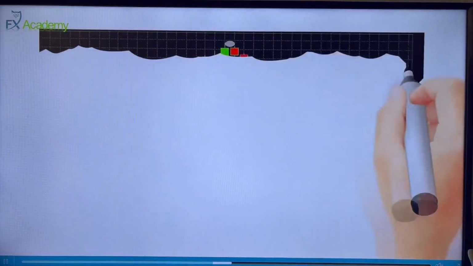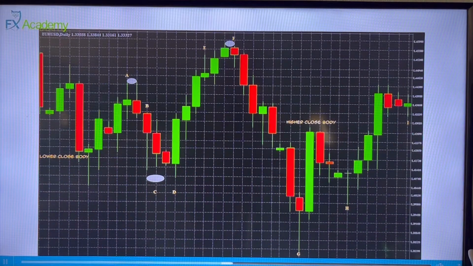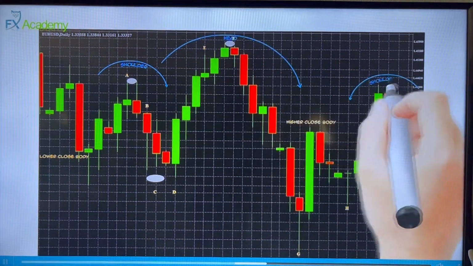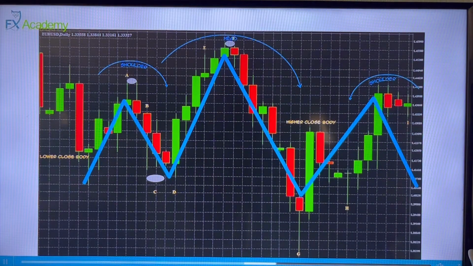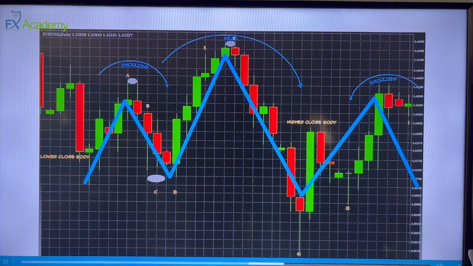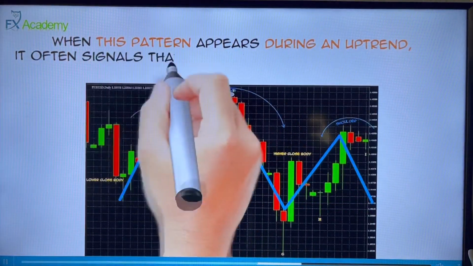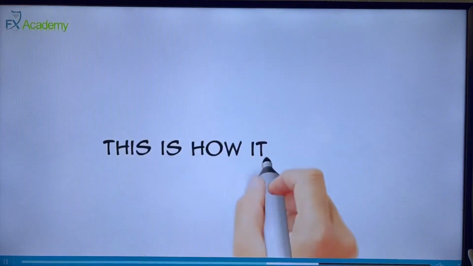What we hadn't yet told you was that in fact the entire shape of the pattern the candles had traced from candle A through I suggested a coming move downwards. They had formed a bearish head and shoulders pattern, which is similar to a W, with a higher center peak that is reminiscent of a head flanked by two shoulders. When this pattern appears during an uptrend, it often signals that this uptrend is about to reverse. There is logic to this. This is how it works.